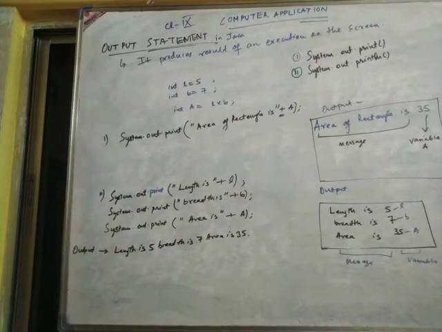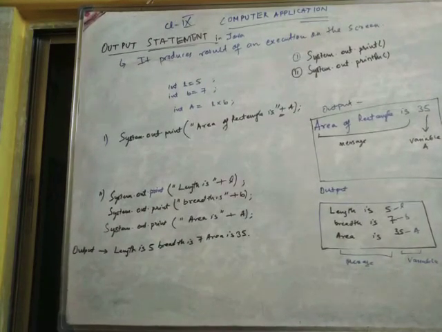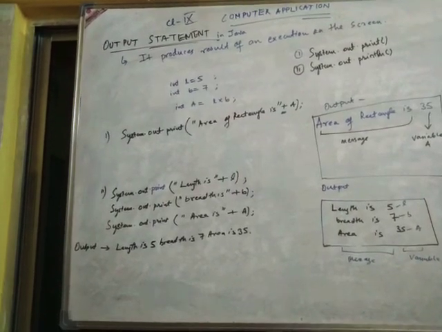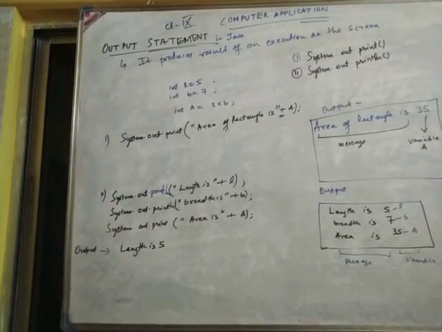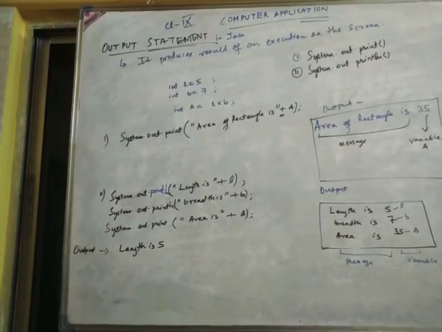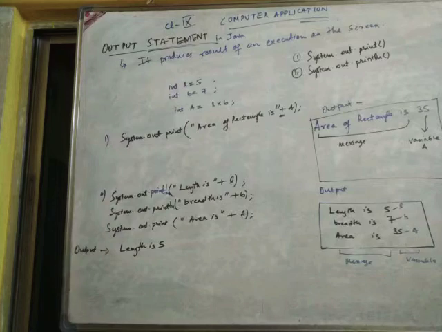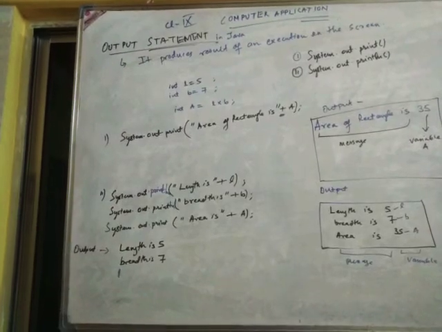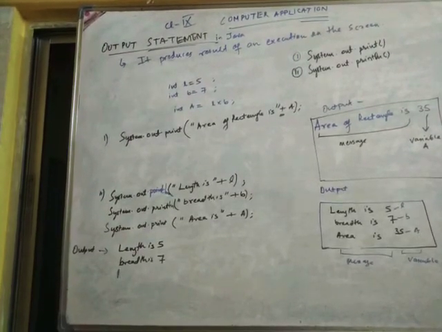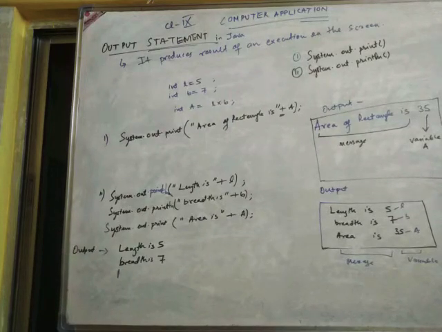So what I will do is, since I want the cursor to go down after "length is 5", I will be using println in the first line and println in the second line. First "length is 5" will come, then the cursor will move to the second line. Again "breadth is 7" will come, then the cursor shifts to the third line. Since we have println, after doing the task the cursor will move to the next line.